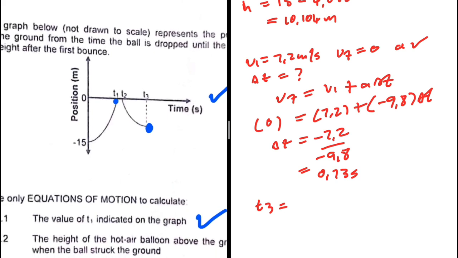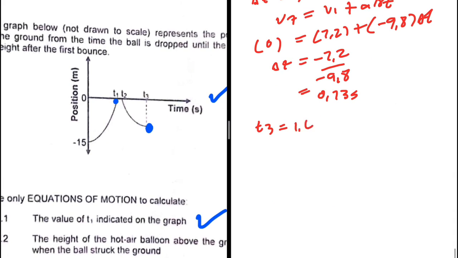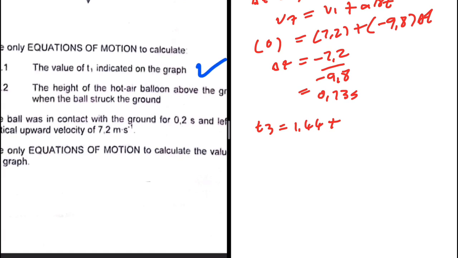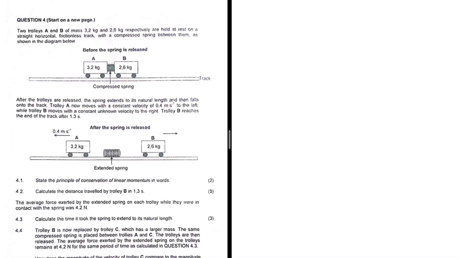So T3 is going to be, what is the value of T1? 1.44. So 1.44 plus the time it is in contact with the ground, that is 0.2, and then plus finally 0.73. So 1.44 plus 0.2 plus 0.73. T3 is equal to 2.37 seconds.